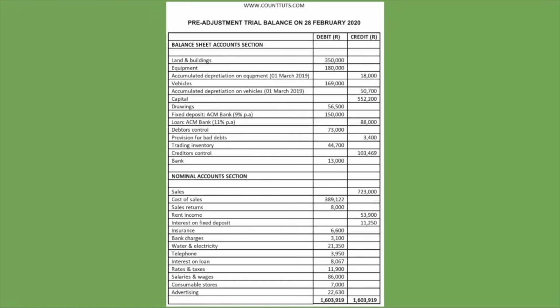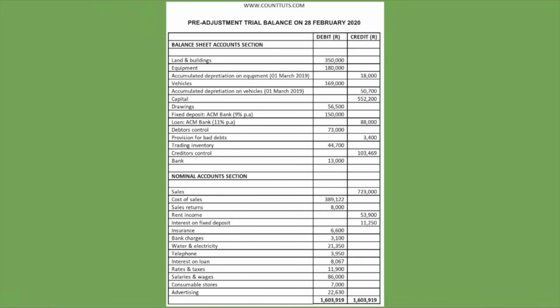We have the name of the report here, pre-adjustment trial balance. And by the way, there is a pre-adjustment trial balance and a post-adjustment trial balance. Pre-adjustment is like it says, before adjustments are made. So it's a pre-adjustment trial balance on 28 February 2020 for this particular one here. Once you've made the adjustments, you'll have what is called the post-adjustment trial balance.